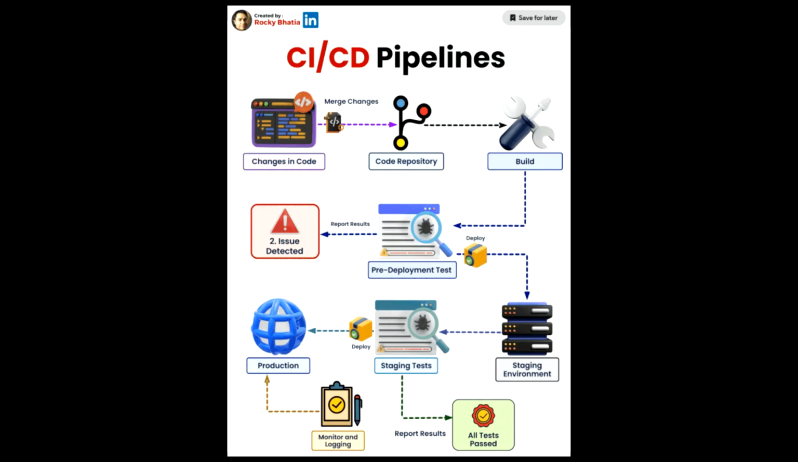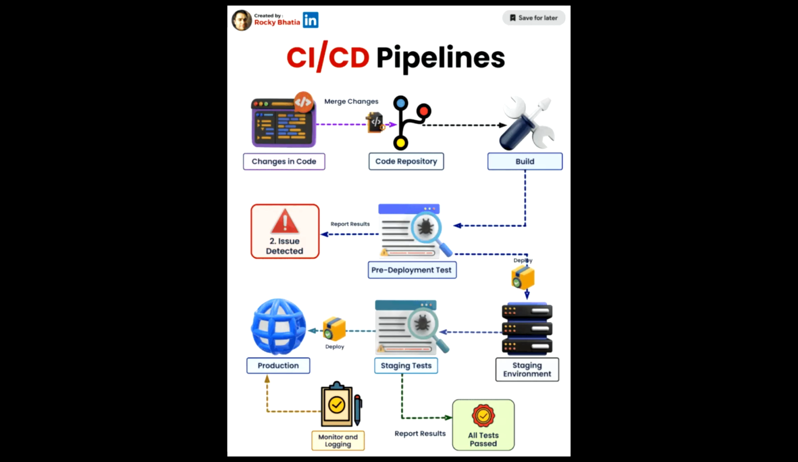So we have monitoring and logging options. Through that we can track our application. This is how the CI/CD pipeline will work. First we have to change the code, we have to merge this code in Git, then we have to build this. Once built using Maven or Gradle, so once the code has been built, then it will go for the pre-deployment test.